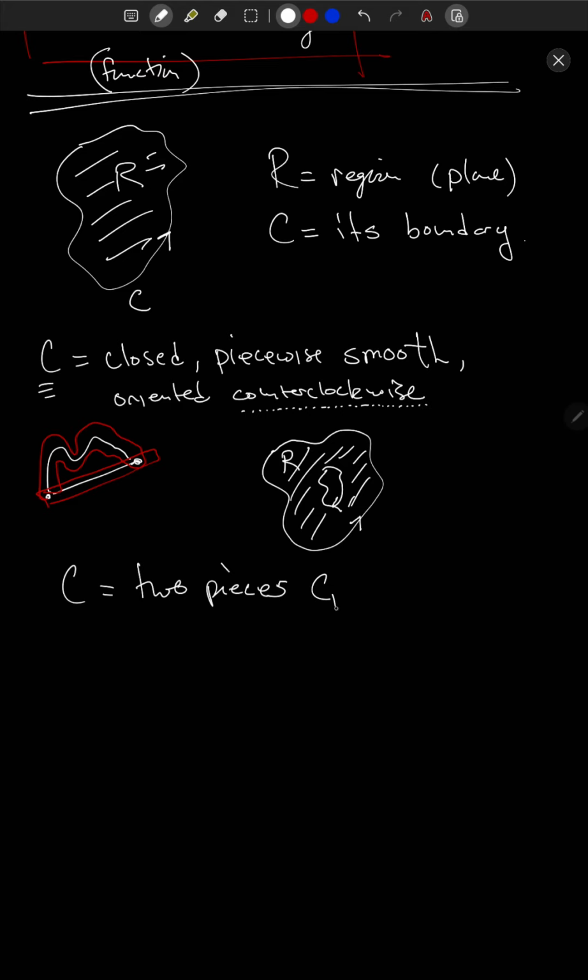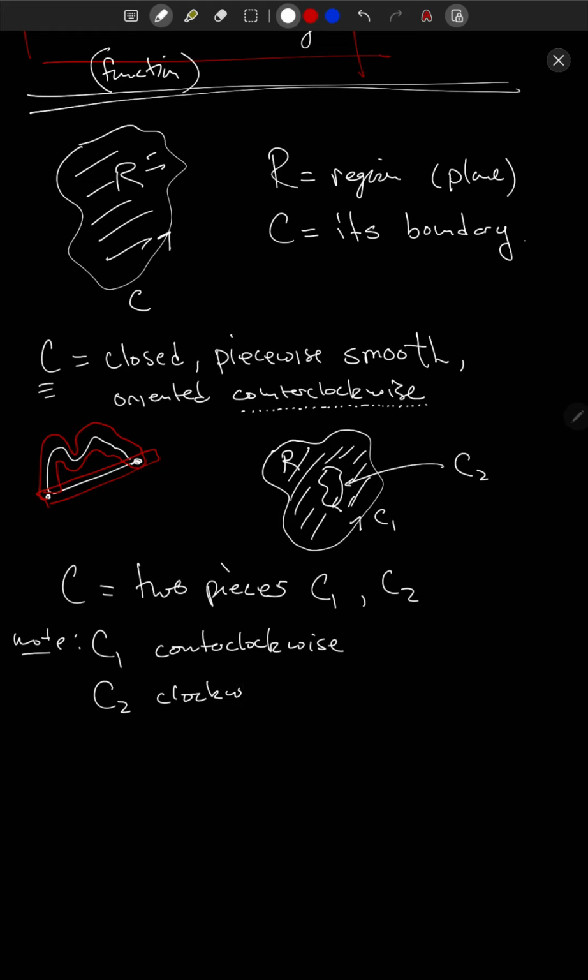All right, so 2 pieces, C1, comma C2. Let me call this one C1, and let me call the inner one C2. So let me just put it as a note. C1 is counterclockwise. But to keep things consistent, C2 is actually clockwise. Right? So this kind of oriented counterclockwise is slightly sloppy.